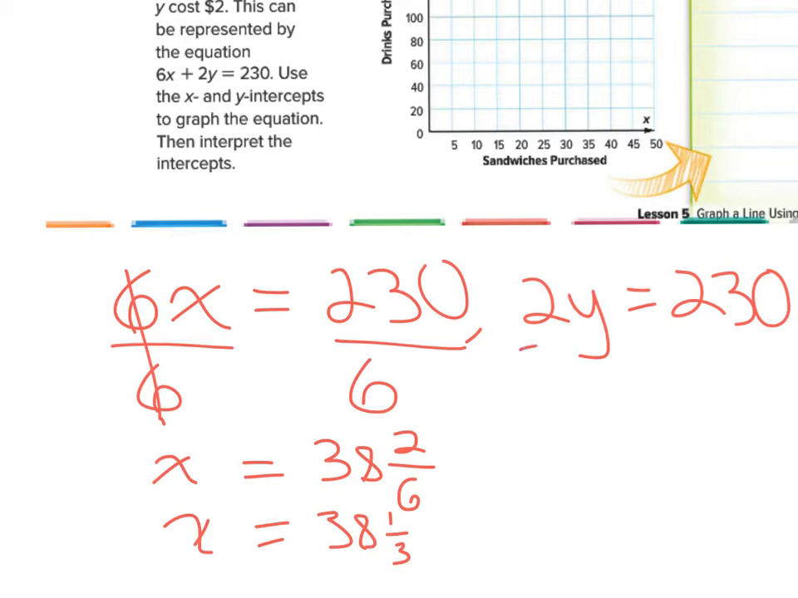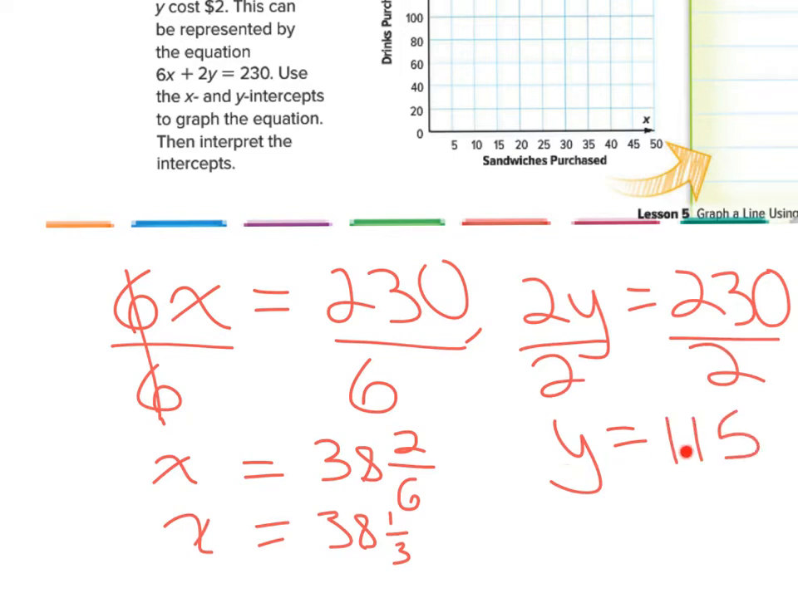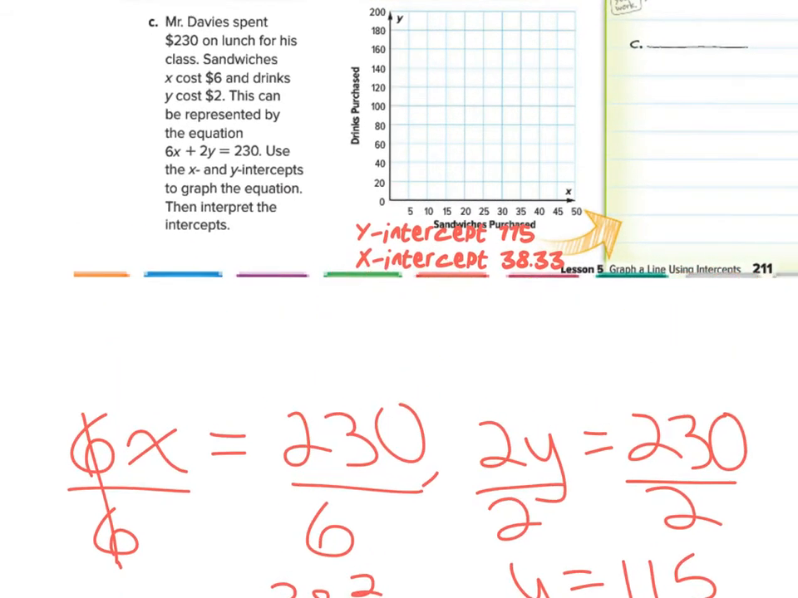What about for y? I divide both sides by 2, and I get y equals 115. So this is the maximum amount of drinks I can buy, and this is the maximum amount of sandwiches I could buy, 38 and 1/3. We could just say 38 because nobody's going to buy 1/3 of a sandwich. So we have right there our y-intercept of 115 and our x-intercept of 38 and 1/3. I wrote 1/3 as a decimal just to simplify my equation.